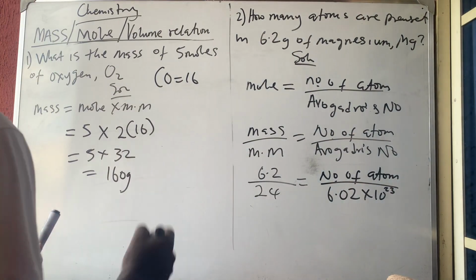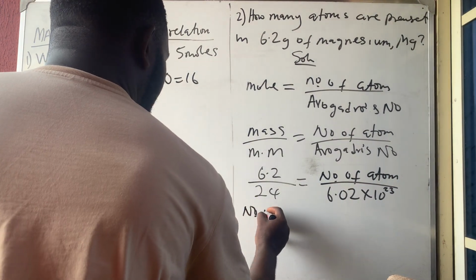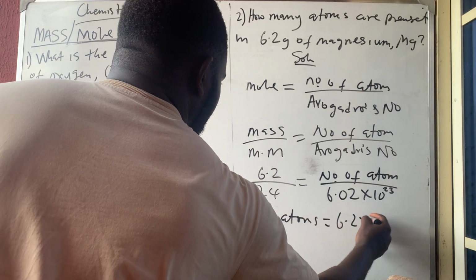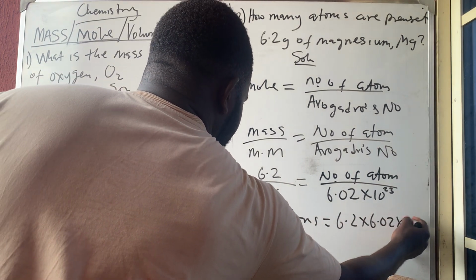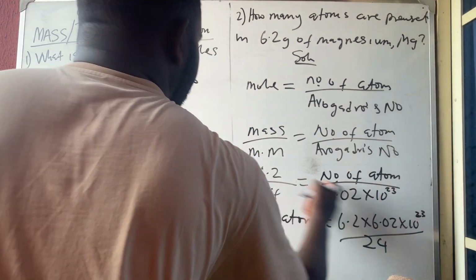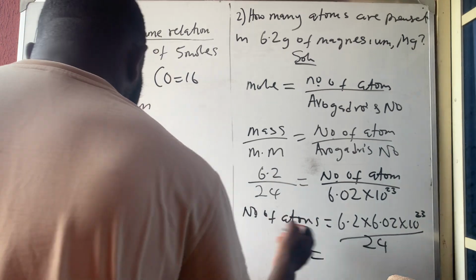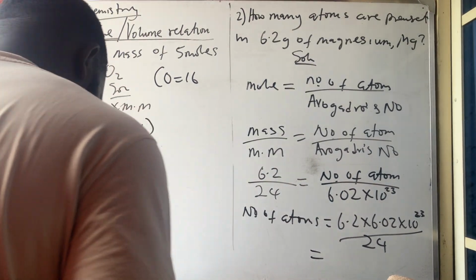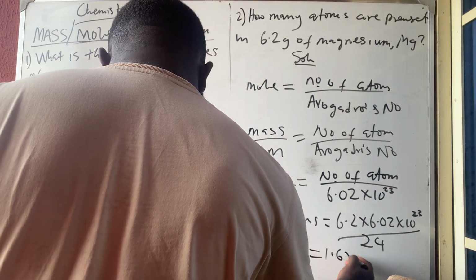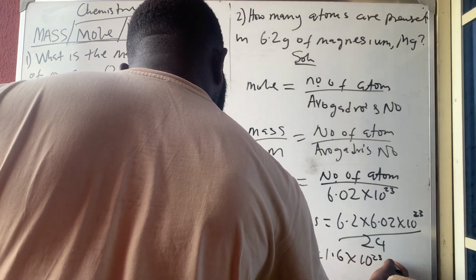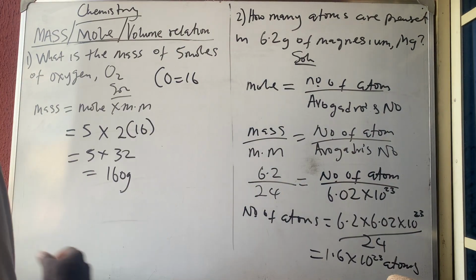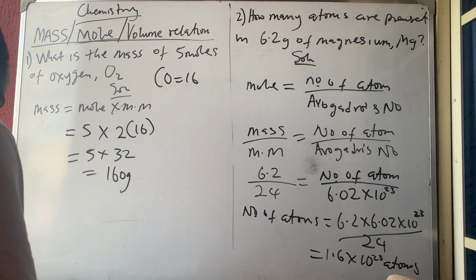So if we cross multiply, the number of atoms is 6.2 times 6.02 times 10 raised to the power 23 all over 24. This times this divided by this. If you do that, you are going to get 1.6 times 10 raised to the power 23 atoms.